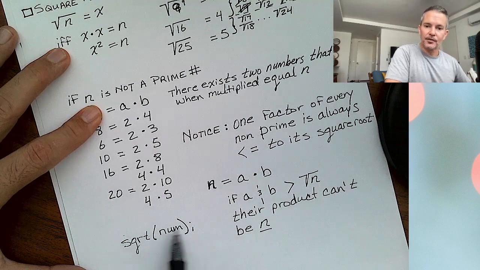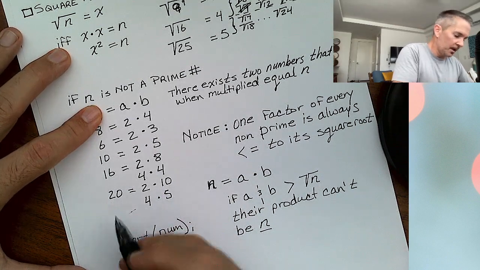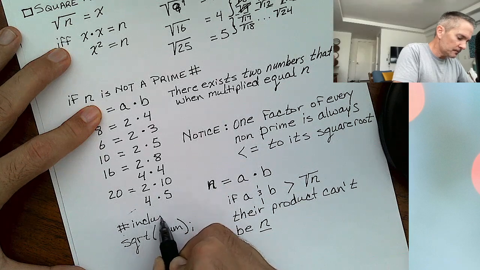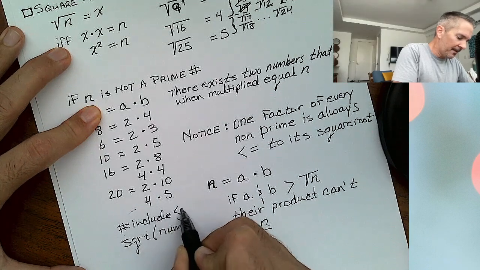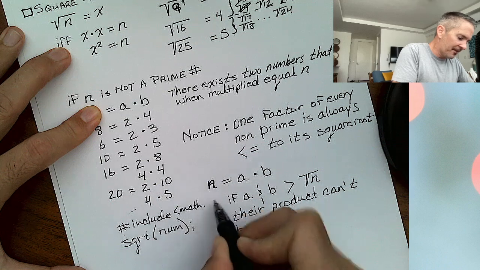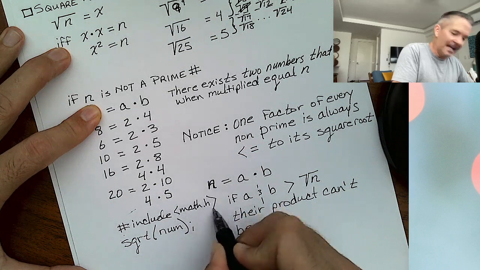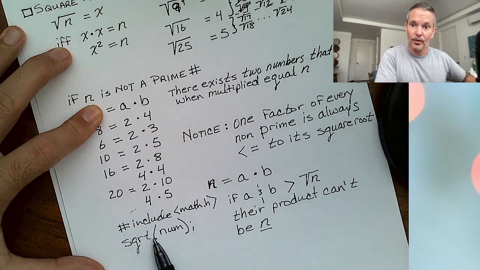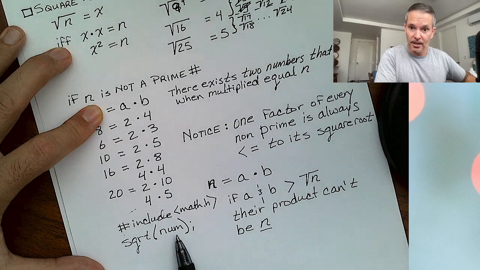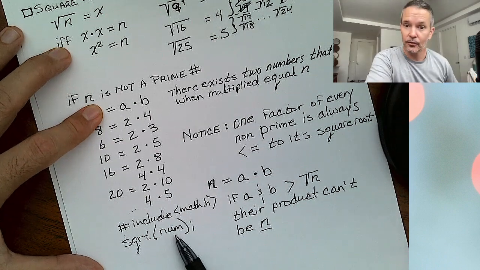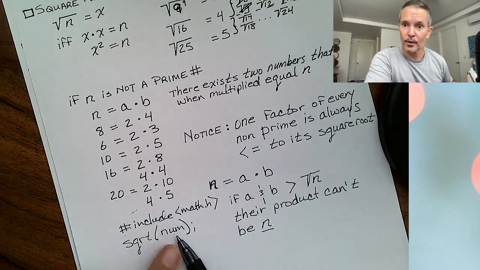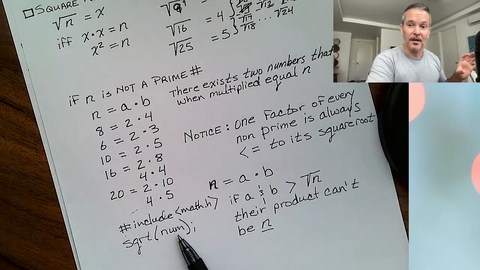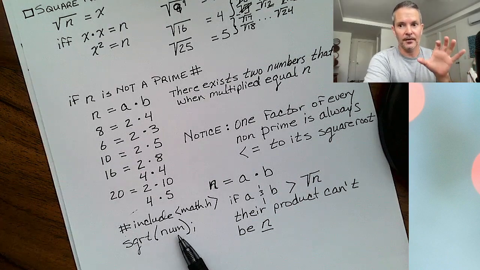And in order for this to work correctly in your program, you will have to include #include math.h. The math functions are in the math.h library. Once you include math.h, you will have the square root function, and this function will be able to tell you what the square root of the number you're evaluating is. You only need to test if it's divisible by some number between 2 and the square root.